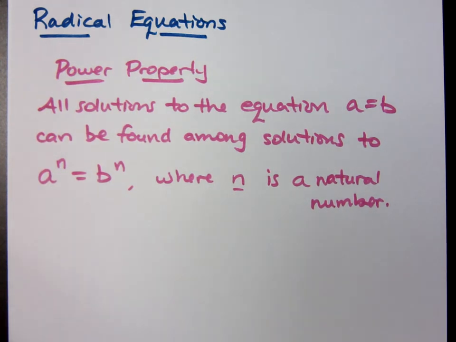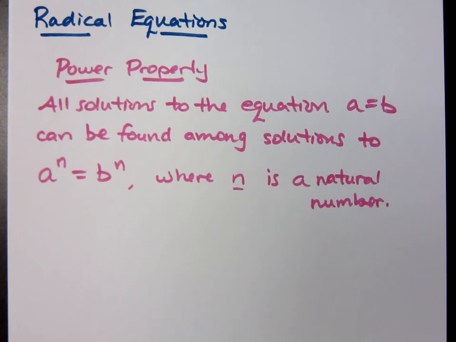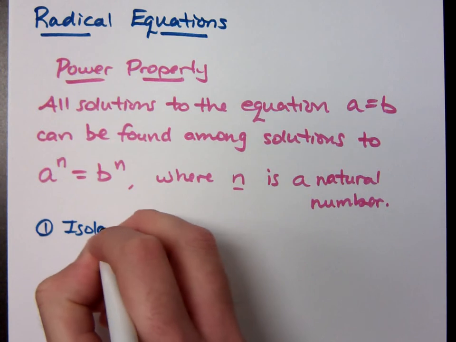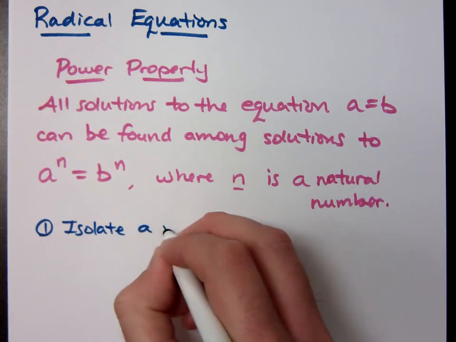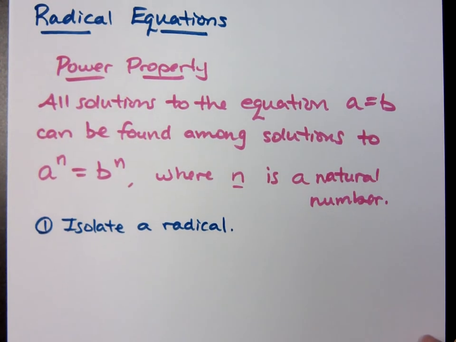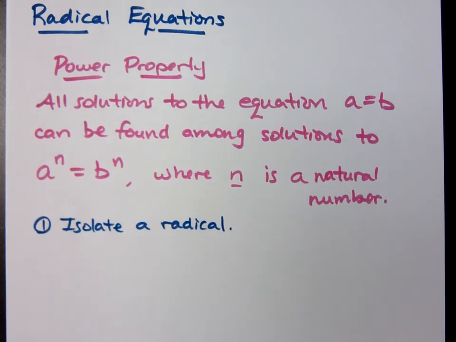Now we have a few steps for working radical equations. The first step is to isolate a radical. Okay, what does isolate mean? Isolate means get it by itself. So your job when you see one of these radical equations is, all right, get the radical by itself first. Okay? Do you understand what that means? This is number one, get it by itself.